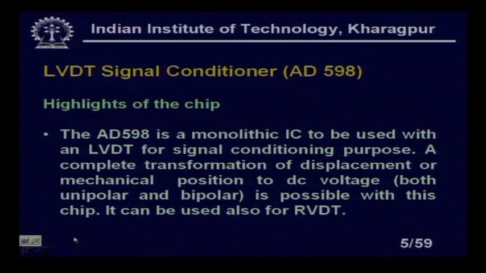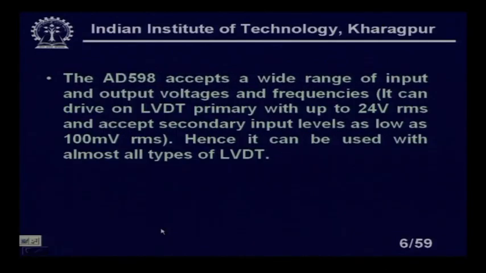AD598 is a monolithic IC to be used with an LVDT for signal conditioning purposes. A complete transformation of displacement or mechanical position to DC voltage, both unipolar and bipolar, is possible with this, and it can also be used for RVDT, rotational variable differential transformers. This is also possible with this type of chip. AD598 accepts a wide range of input and output voltages and frequency. It can drive an LVDT primary with up to 24 volt RMS and accept secondary input levels as low as 100 millivolt RMS. Hence, it can be used with almost all types of LVDT.